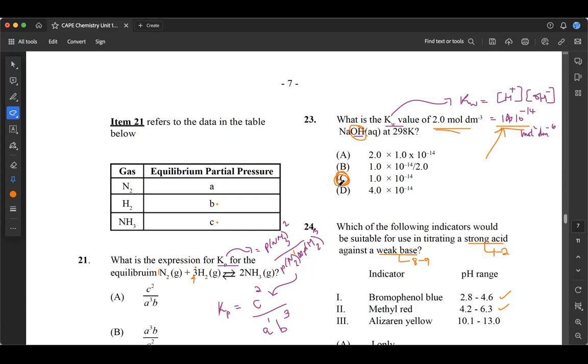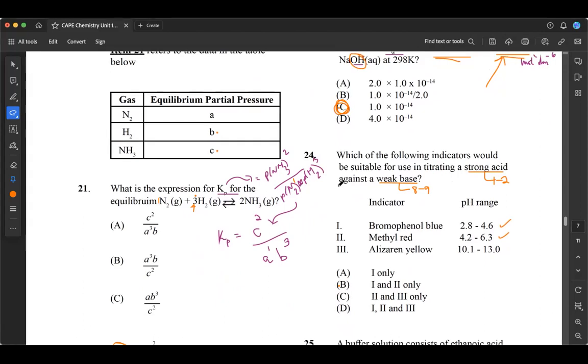So moving along to 24 now. 24 says, which of the following indicators would be suitable for use in titrating a strong acid against a weak base, right? So they're showing us some indicators here and their pH range. So the key thing to remember here is that when we're doing these titrations, the indicator that will be most suitable is one that changes within the pH range where your endpoint will be, right?